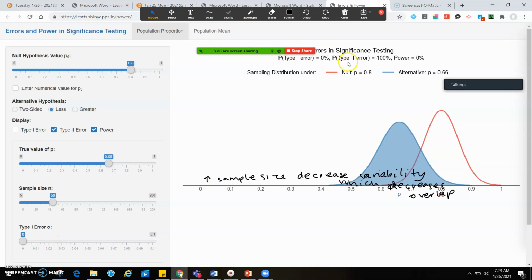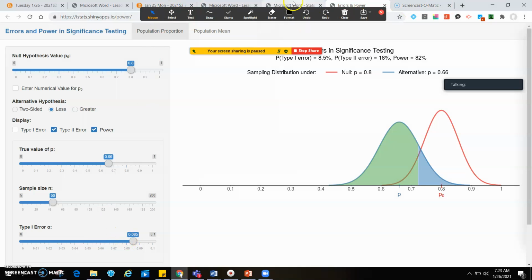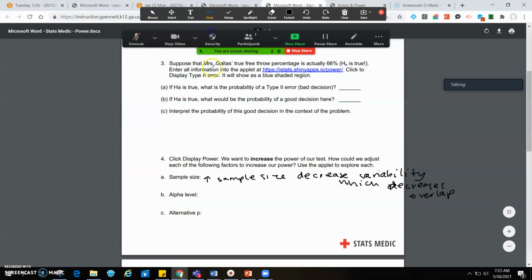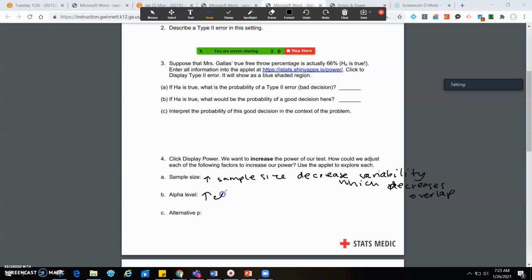Okay, so you've got to look at these numbers up here at the top. If we go from 0 to 0.05, and increase it a little bit more, power is going up and type 2 error is going down. Okay, so coming back, if we increase our alpha level, it makes rejecting H0 easier.